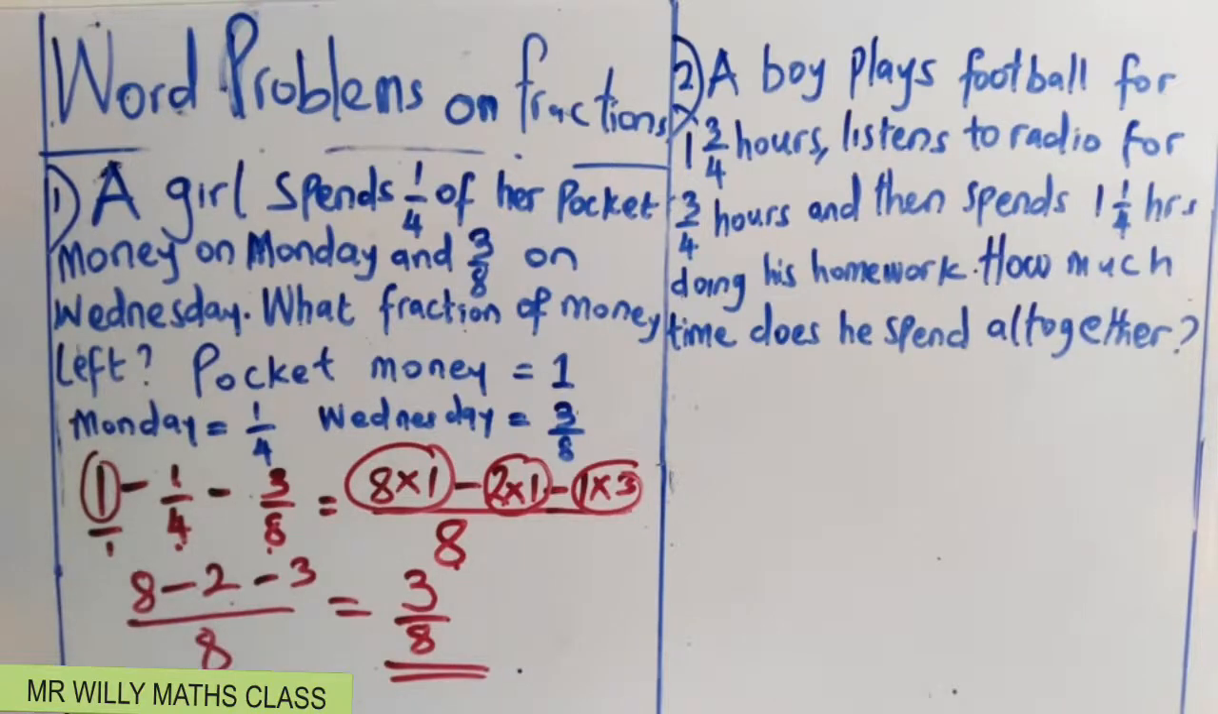That will lead us to the second question. The second question is that a boy plays football for 1 3/4 hours, listens to the radio for 3/4 hours, then spends 1/4 hours doing his homework. How much time does he spend altogether?